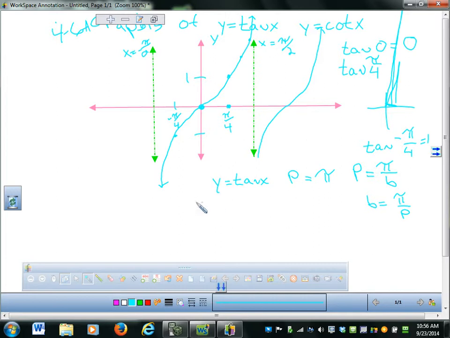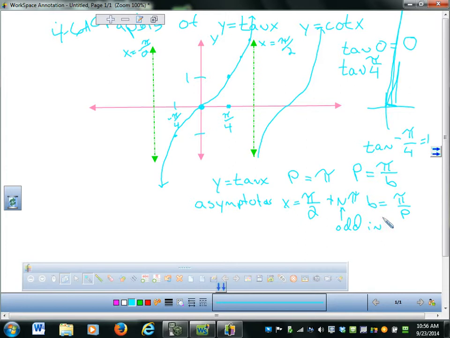The other thing is you have asymptotes. Asymptotes at x equals odd multiples of pi over 2. So you would write that as x equals pi over 2 plus n times pi. Does that make sense? Where n is an integer, but n can't be an even integer. n has to be an odd integer.